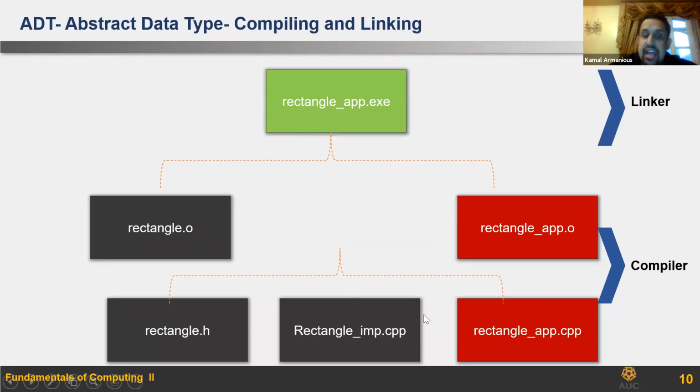implementation file, and then you compile also rectangle underscore app. And what does rectangle underscore app use? It uses two things. It uses the .h file, and it uses the functions that exist in rectangle underscore implementation.cpp. And then we have a compiler and we have a linker. If you recall from 106, I don't think you recall, but for people that recall, what does the linker do?